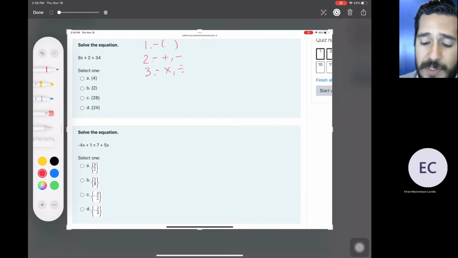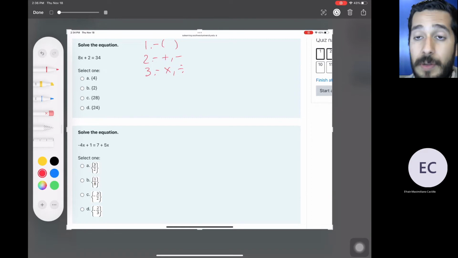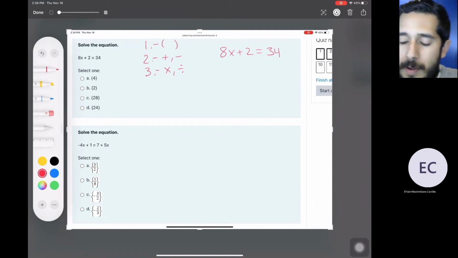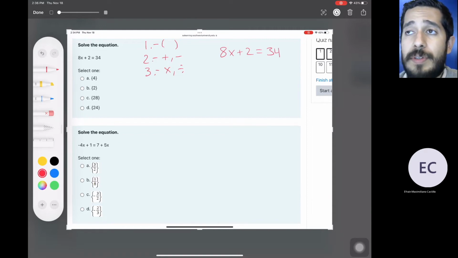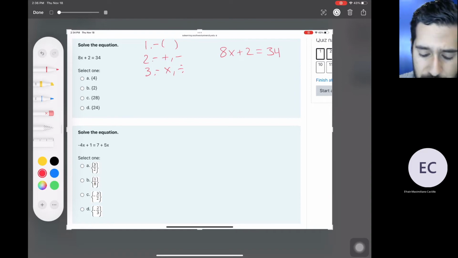For this first example, the first equation, I have 8x plus 2 equals 34. I'm going to follow these steps. The first thing to get rid of is the parentheses, which we don't have any. Then the next thing is additions and subtractions, which we have. The goal right now is to send all the terms that have a letter to one side of the equation and all the numbers to the other side. It doesn't matter which side you send them to, left or right. It's going to be perfectly fine.